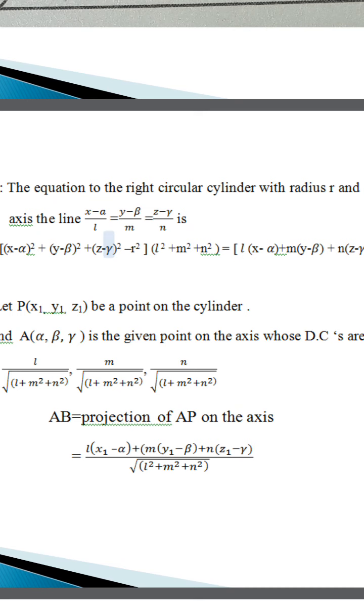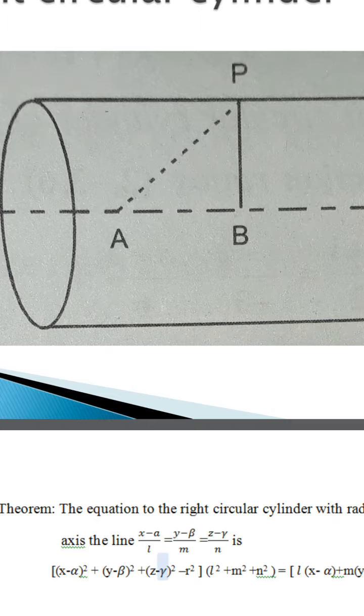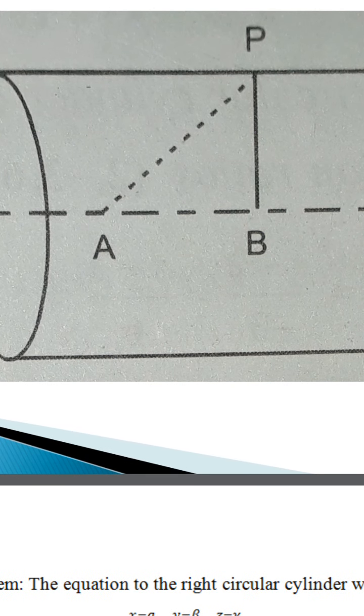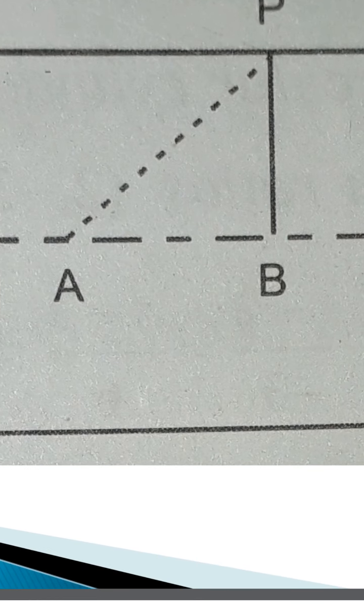So to prove this one, it is very simple, just remember this figure APB, right? So here, what is P? It is x1, y1, z1, any point on the cylinder. And point A is alpha, beta, gamma, that is any point on the axis of the cylinder. And what is AB here? AB is the projection of this AP on the axis of the cylinder.